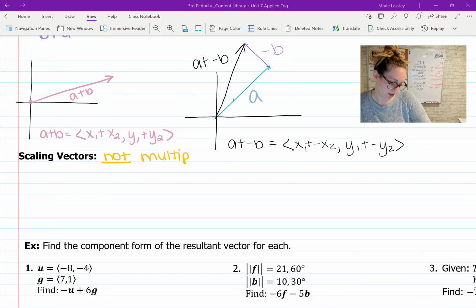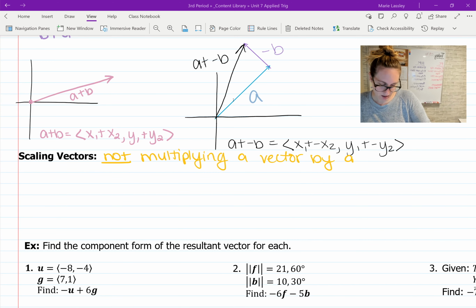We are not multiplying a vector by another vector. We are multiplying a vector by some constant. Okay, so that is important to remember. So we're not going to be multiplying a vector by another vector. We're multiplying one vector by some constant.